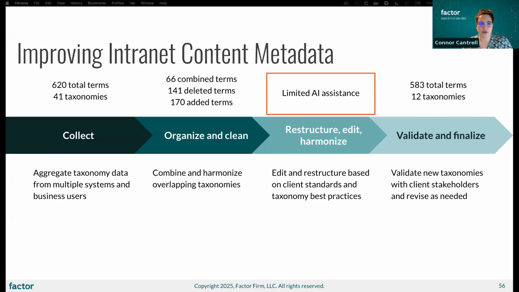And as much as we were able to combine and delete terms, I think what we might call the qualified or limited AI assistance helped us with our term additions. Because of the way our collaboration process works, I can't tell you exactly how many terms we got from the AI output specifically, but I can tell you we added more terms than we combined or deleted, respectively.